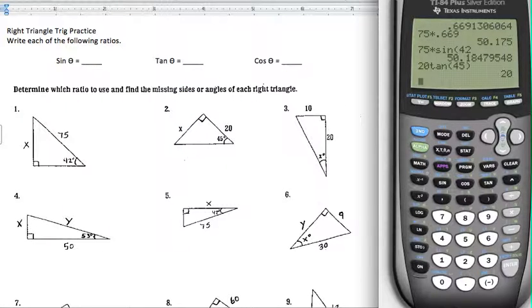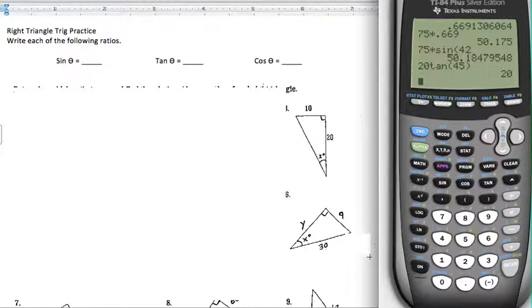Let's clear this out. Make a little space. And we'll work on question 3. In question 3, what is asked for is not a side. What is asked for is actually an angle. It's still going to be SOHCAHTOA. We're just going to do it from a slightly different perspective.